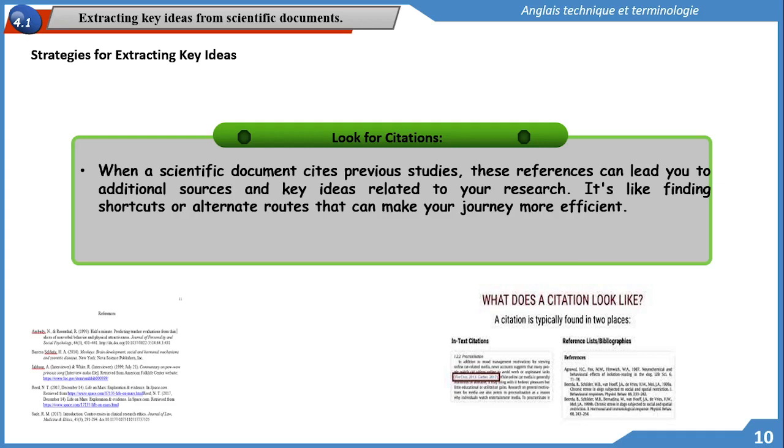Look for citations. Visualize the scientific paper as a network of roads connecting various studies. When the paper references other studies, follow those references. It's akin to finding shortcuts or alternative routes that can enhance the efficiency of your research journey. By exploring these paths, you may discover additional sources and key ideas related to your research, making your journey more comprehensive and insightful.